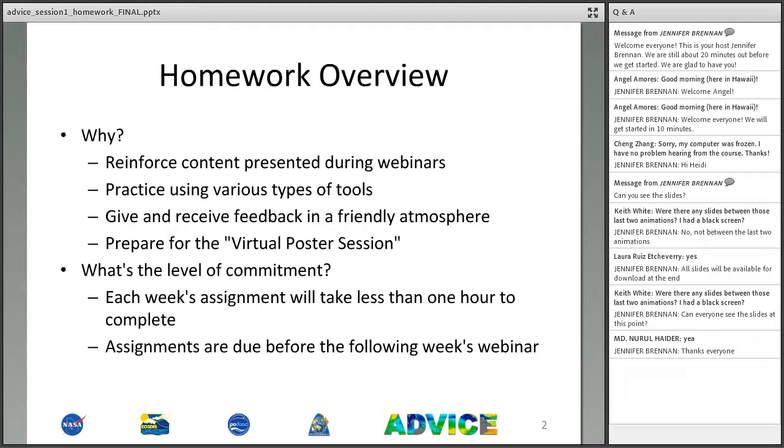Through the use of the wiki, you can post your thoughts, post some of the little products you come up with, and we'll respond to them. We'll give you feedback on it, and ask you to give feedback to each other. And also, again, to prepare you for the virtual poster session should you decide to participate in that.